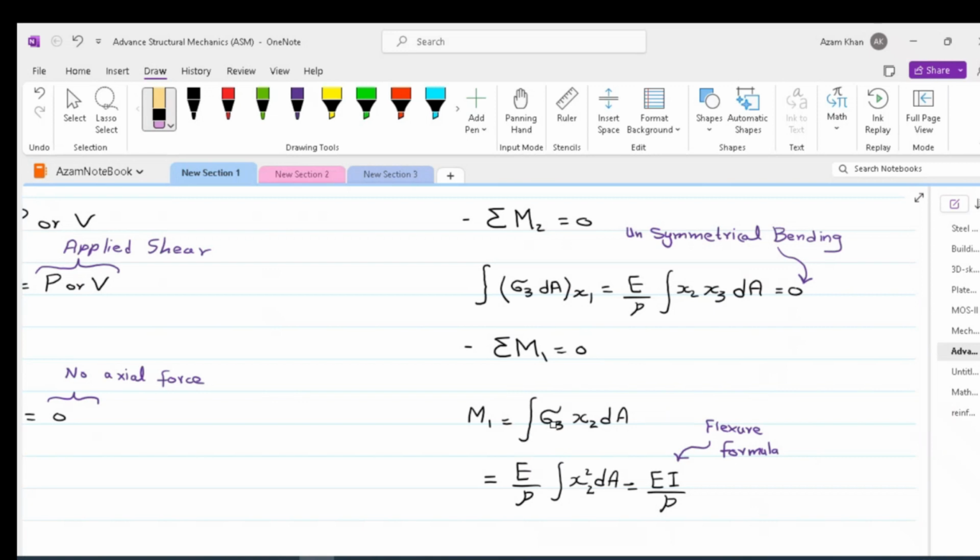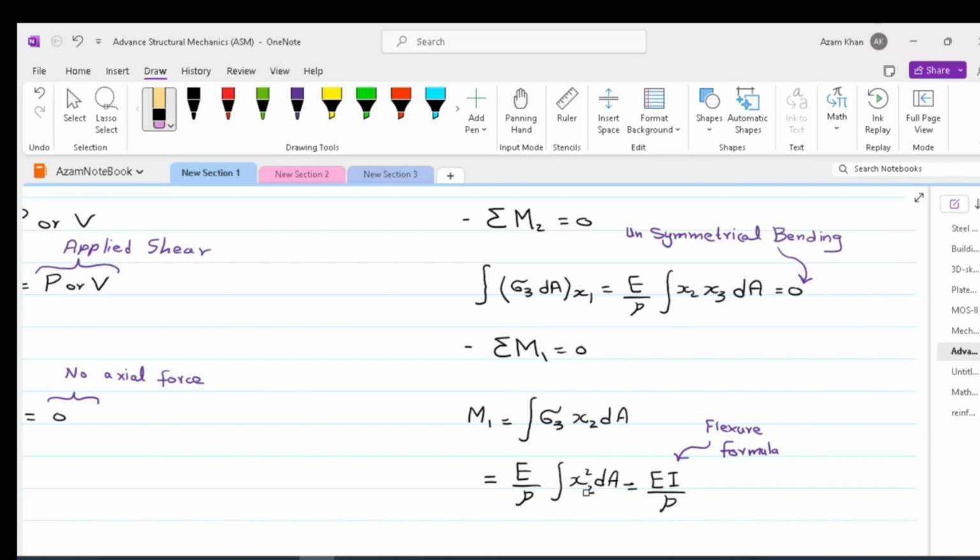Plugging the values of sigma 33 will give us x2 square dA inside the integral bracket and E by rho kicked out of the integral bracket. x2 square dA is actually moment of inertia. So this is the area multiplied with the square of lever arm, or second moment of area. This is also called moment of inertia.